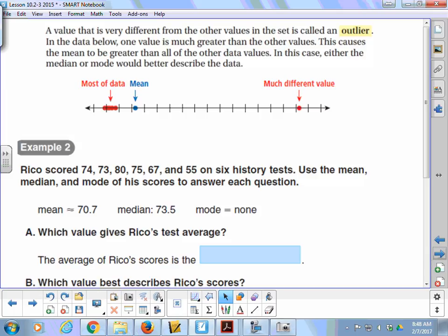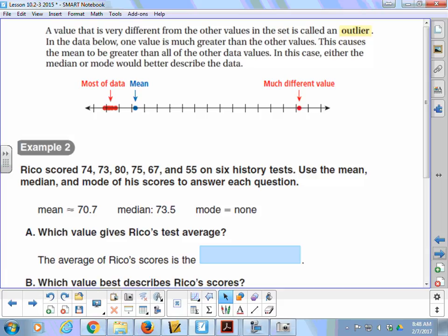So a value that is different from other values in a set is called an outlier. In the data below, one value is much greater than the other values. This causes the mean to be greater than all the other data values. In this case, either the median or mode would be better to describe the data.